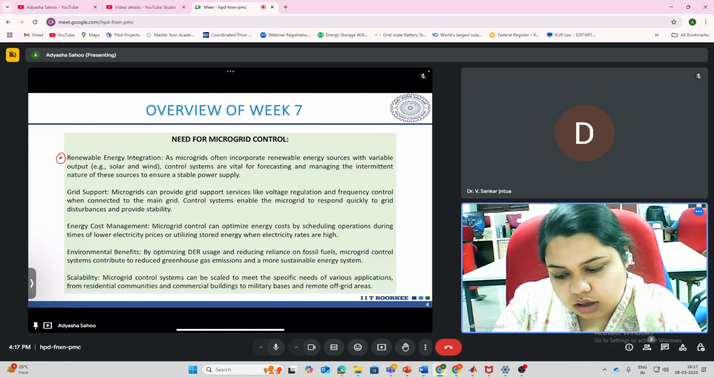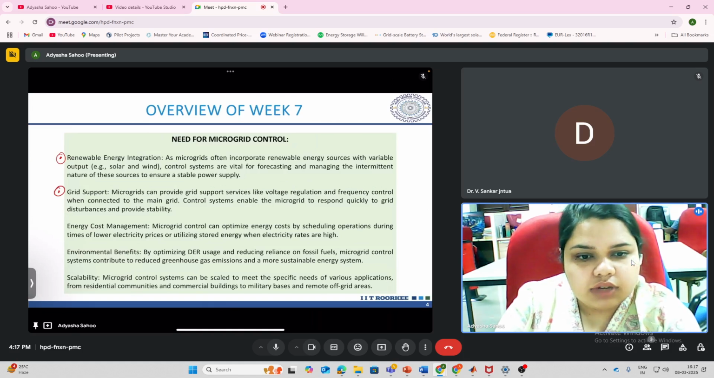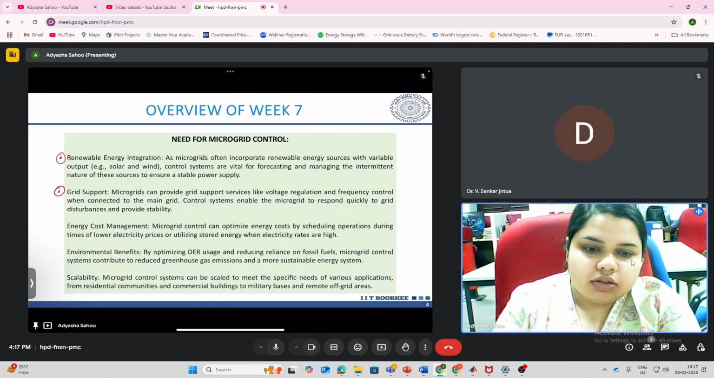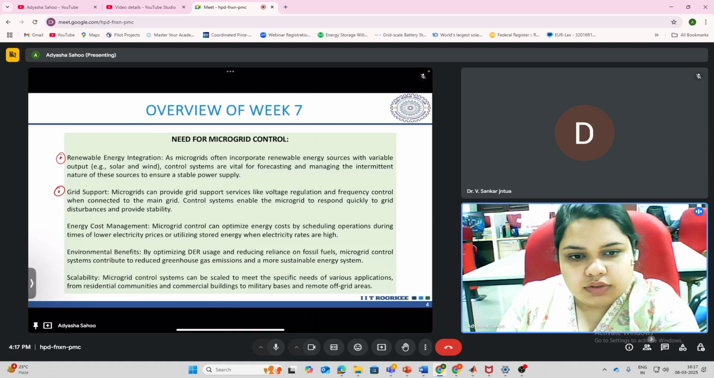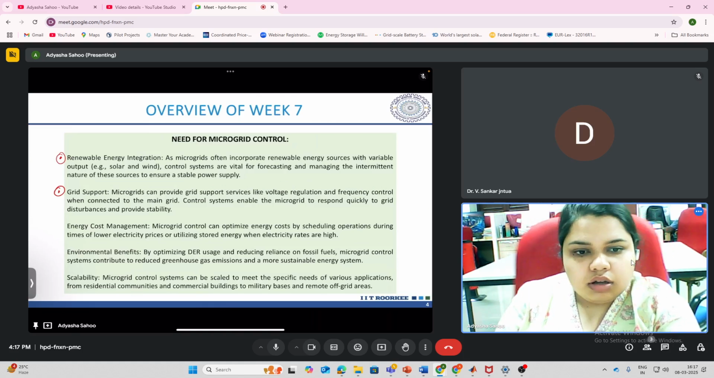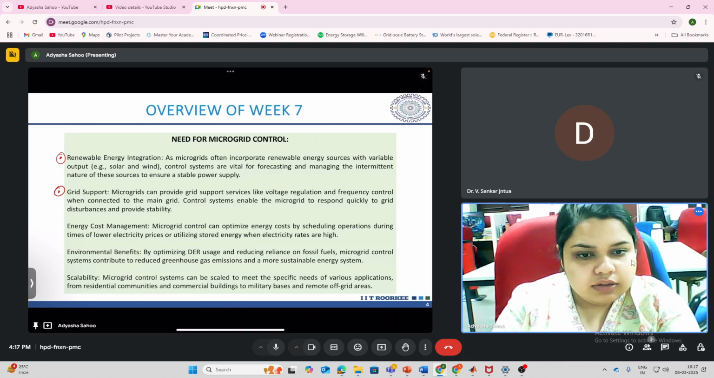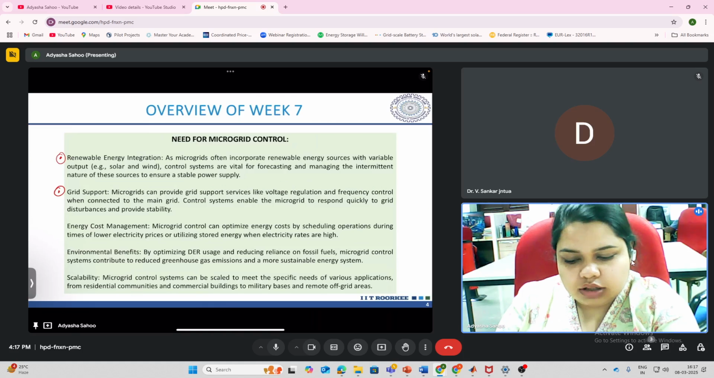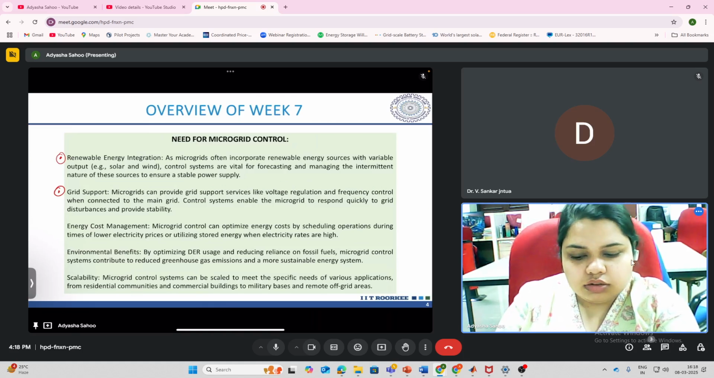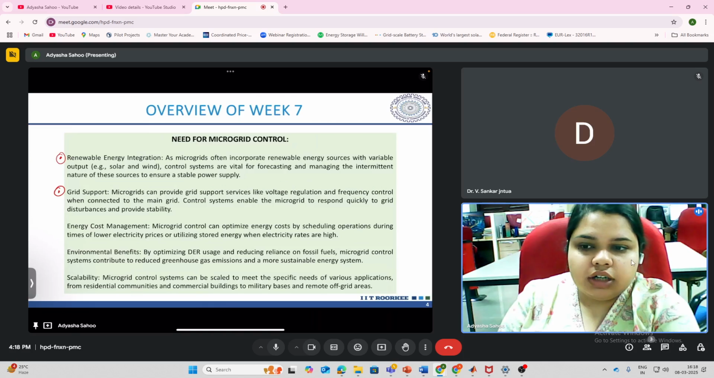Then grid support. Obviously, the microgrids can also provide various ancillary services that we discussed previously, such as frequency services, voltage services in the form of reactive power, or black start services, or it can provide reserves, it can provide inertia, and all these ancillary services. So for that also, you need to have control strategies with you to respond to the grid requirements.